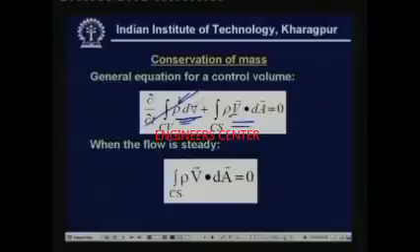So this equation boils down to conservation of mass for a steady flow situation. So these equations are also known as continuity equations. So basically for steady flows we will be having this kind of an equation.